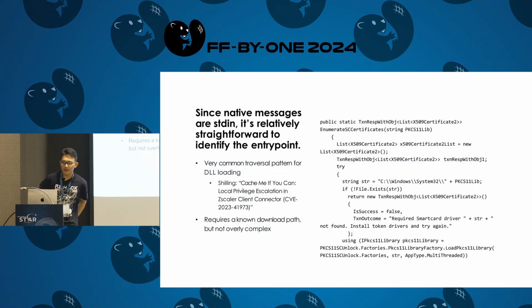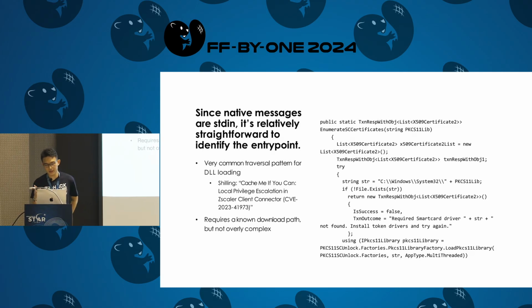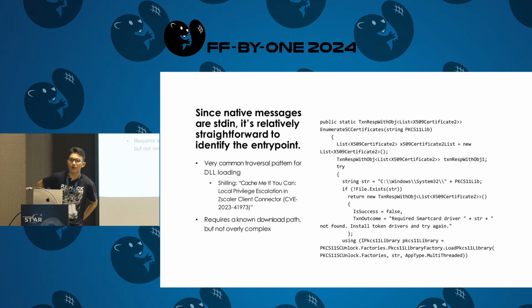Since native messages are standard input, it is really, really easy to identify the entry point. And this is part of the code that was the handler for this. What it does is that it just takes the argument from your native message, appends it to C:\Windows\System32, and then loads the DLL at this path. And this is a very common traversal pattern for DLL loading, not complex at all.